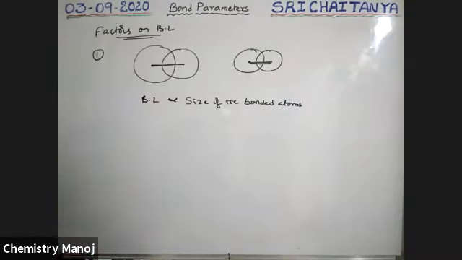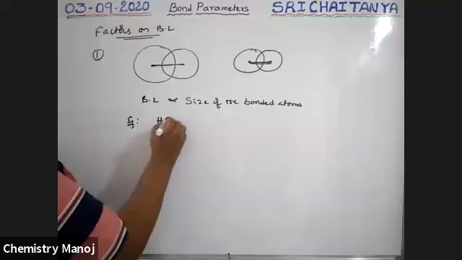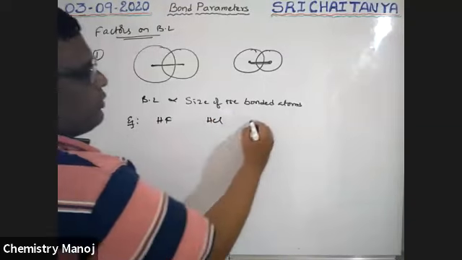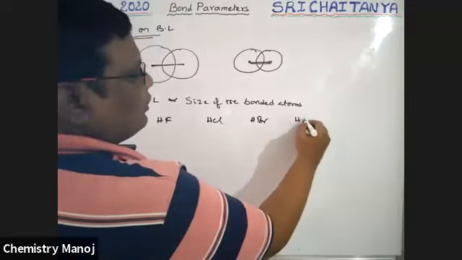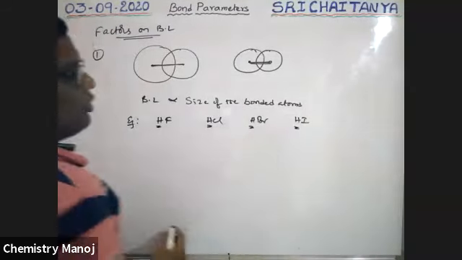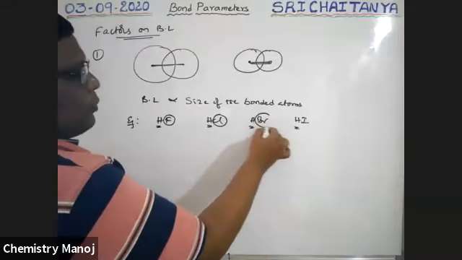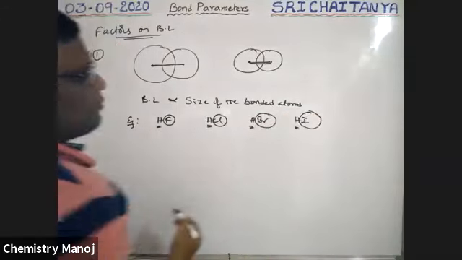So bond length is directly proportional to the size of the bonded atoms. For example, we have the HF molecule, HCl molecule, HBr molecule, HI molecule. In all these cases, hydrogen is constant. But fluorine is small in size, chlorine's size is something more, bromine has something more, iodine has something more.